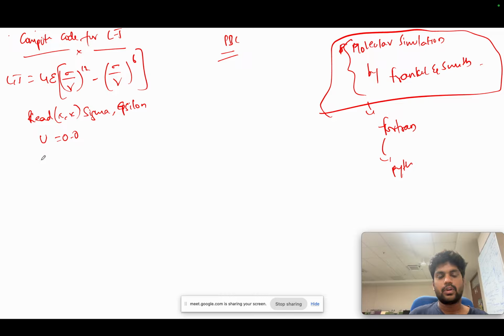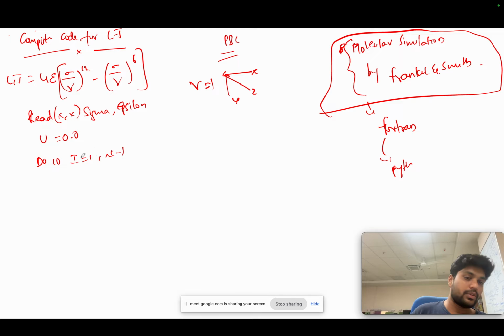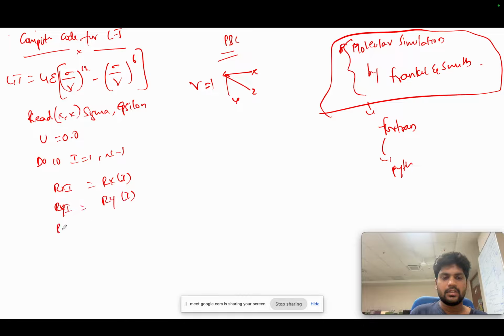In Python we will use the for loop; in Fortran you use the do loop, with numbering for how many do loops there are. So do i equal to 1 to n minus 1, and now you will get the coordinates, because r depends upon the x axis, y axis, and the z axis. So rxi equals rx of the ith coordinate, ryi equals ry of the ith coordinate, rzi equals rz of the ith coordinate.